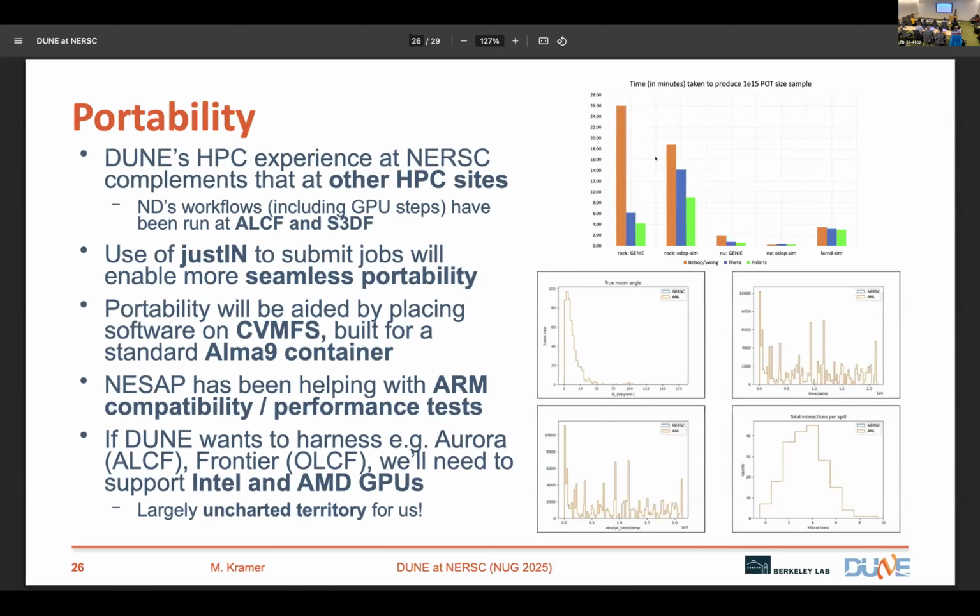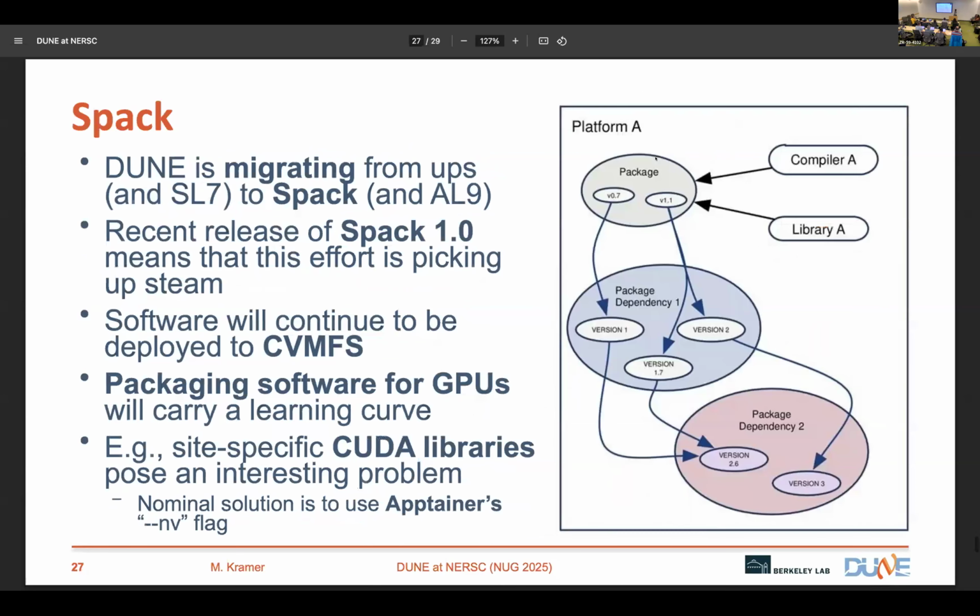We've been working on taking the lessons we've learned at NERSC and applying them to other sites like ALCF, OLCF, and all of the work that DUNE is doing toward standardizing its software stack will help with that. We also need to be thinking about porting to other GPU architectures. Hopefully the ARM transition will be pretty simple since most of our code should just work, but GPU architecture is another story. Spack will help with packaging our software in a standard way, and NERSC also provides Spack facilities, so hopefully there will be some good alignment there. The release of Spack 1.0 is a welcome development.